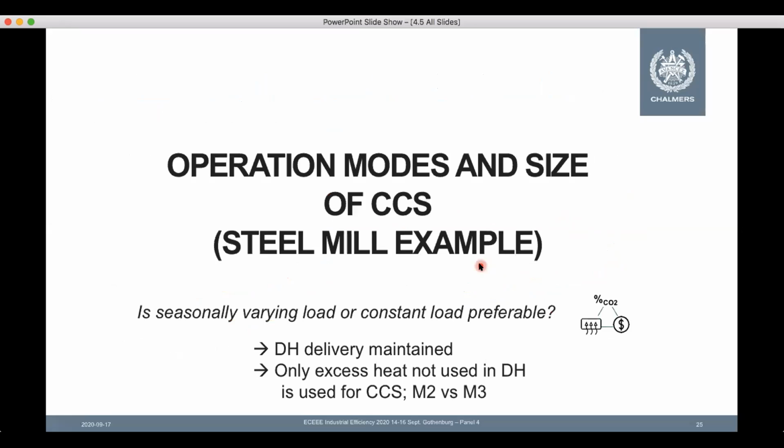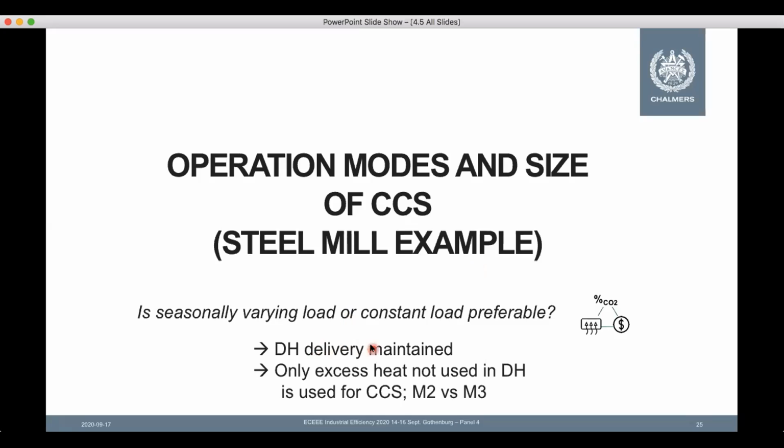Okay, coming to answering the second question. The question was, are we going to operate our steel mill in a seasonally varying load or at a constant load if we want to maintain district heating supply, which means that we will have some kind of excess heat curve, depending on how you plot it. You have an excess of heat available for CCS during the summer. How do you size your plant?